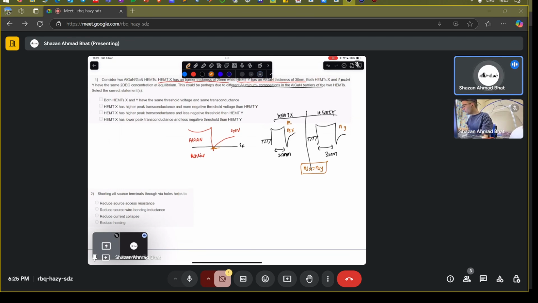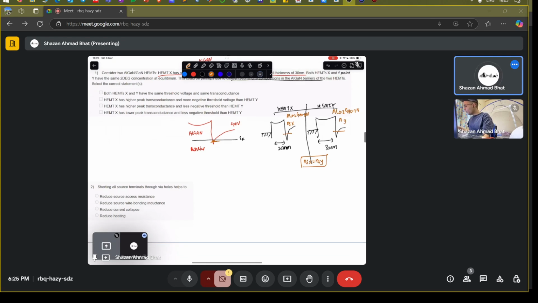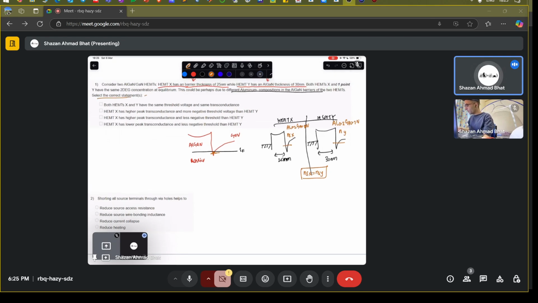Maybe this is aluminum 0.2, gallium 0.8, N, or maybe this is aluminum, let's say 0.3, gallium 0.7 N. So you can have the same 2D electron concentration by varying the composition of this. Now, what we have to do is select the correct statement. So we have to read each and every statement first.